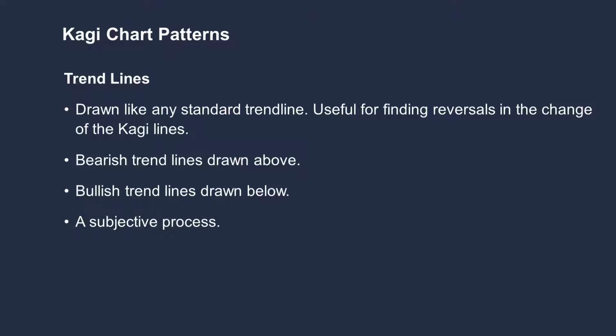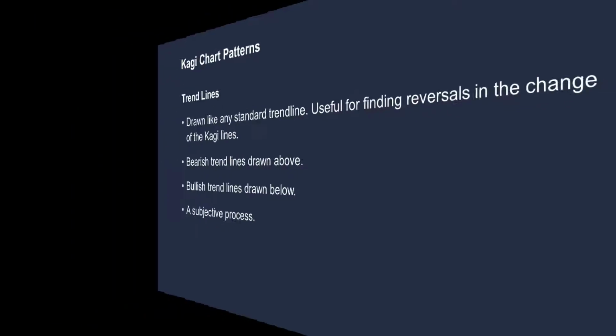Now trend lines are drawn like on any type of chart, whether it be bar chart or candlestick. It's the same in the world of Kagi, and the bearish trend lines are drawn above and the bullish trend lines drawn below. It's a very subjective process which we have to bear in mind, but again it's very useful for finding reversals in breakouts from trends. So it's worth often applying on top of your Kagi chart. So let's take a look at a brief example.